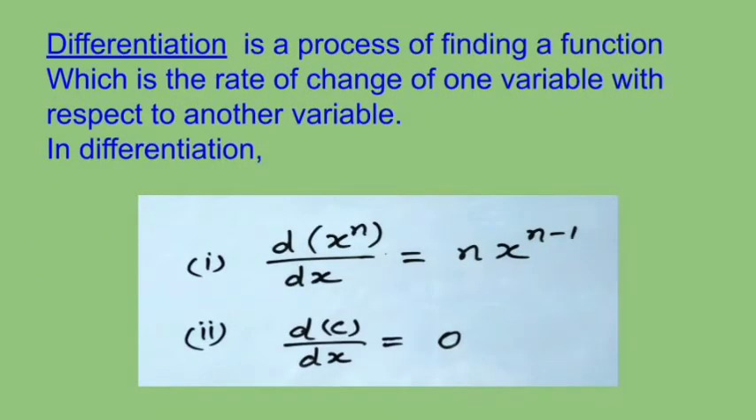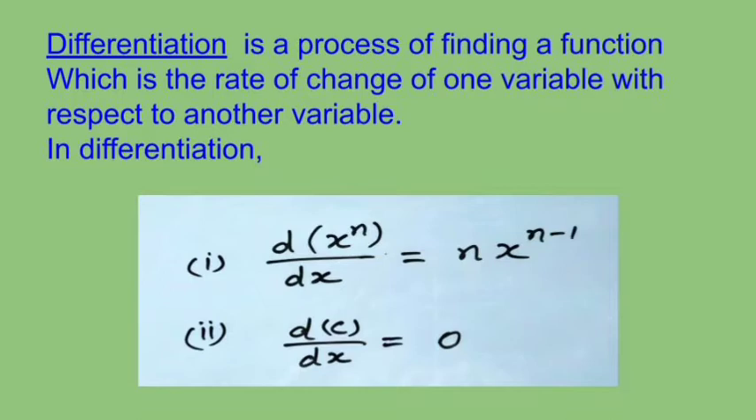Differentiation is a process of finding a function, which is the rate of change of one variable with respect to another variable. As velocity is the rate of change of position and acceleration is the rate of change of velocity. In differentiation, there are a number of basic rules. We follow some of them for understanding motion. One is d dx of x to the power n is equal to n x to the power n minus 1. And one more is d dx of c is equal to 0, where c is a constant.